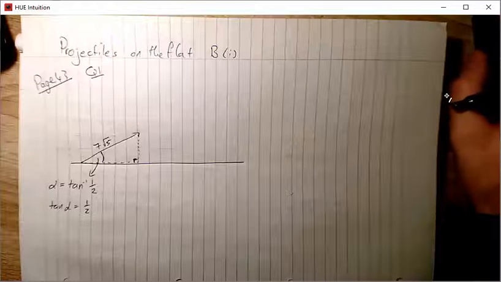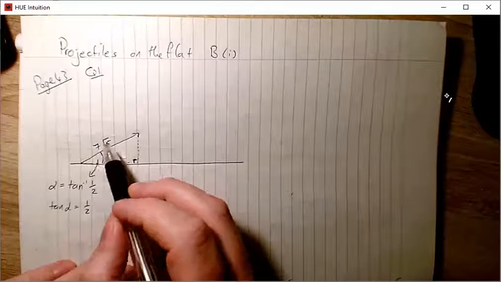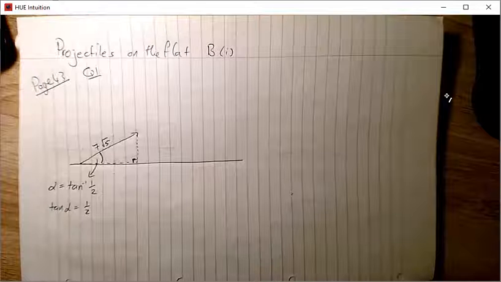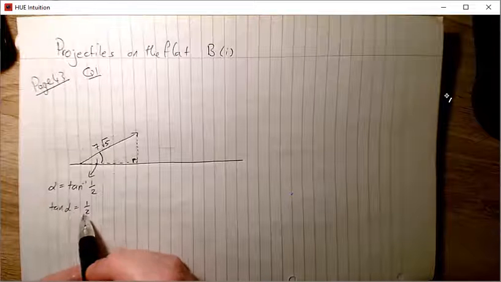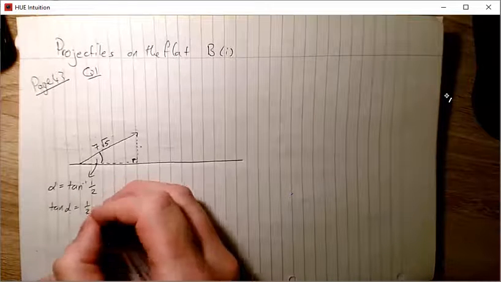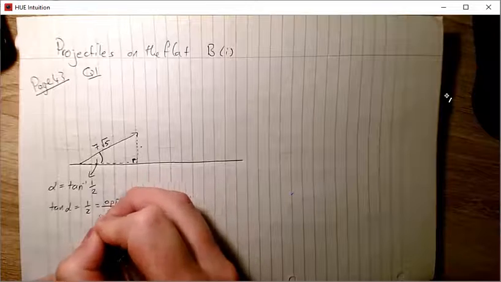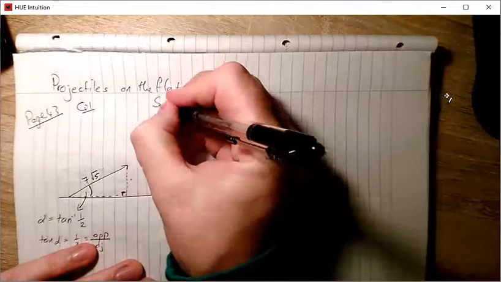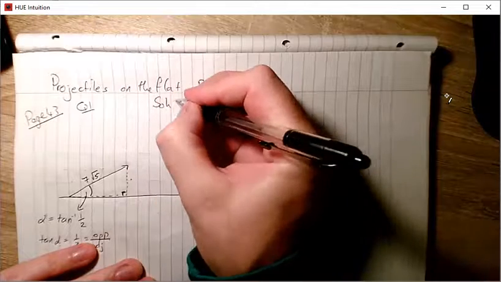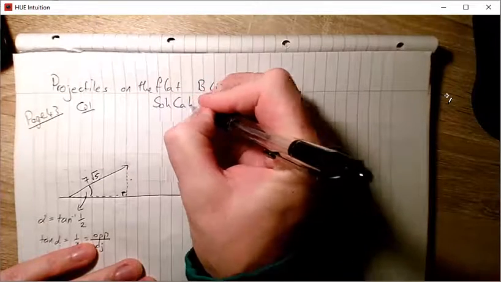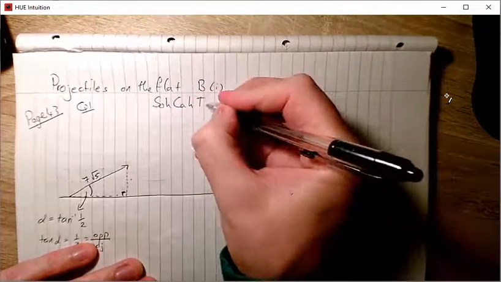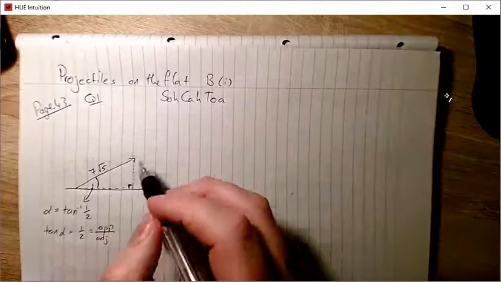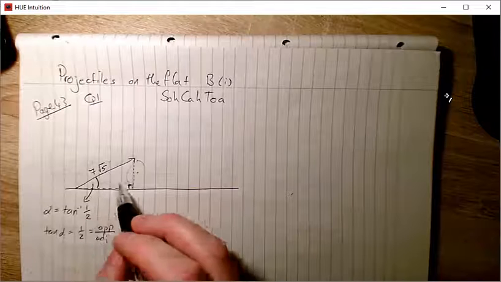So here's what we're looking at. You're firing something with the speed 7√5 at an angle such that the tan of the angle is 1/2. Now remember, tan is opposite over adjacent. Our word for remembering all of this is SOHCAHTOA: sine is opposite over hypotenuse, cos is adjacent over hypotenuse, and tan is opposite over adjacent. So tan is the opposite side here over the adjacent side here.